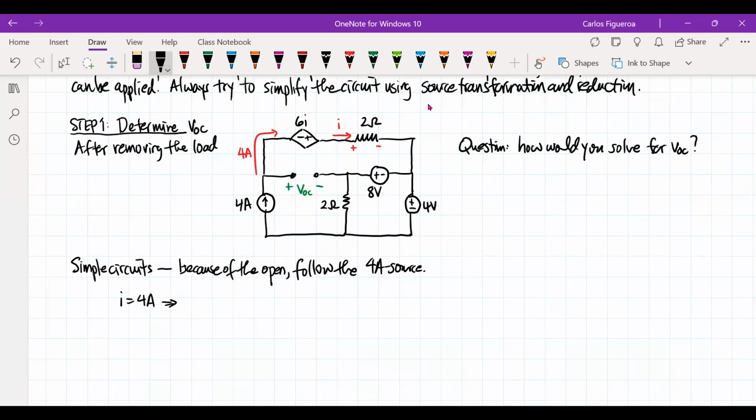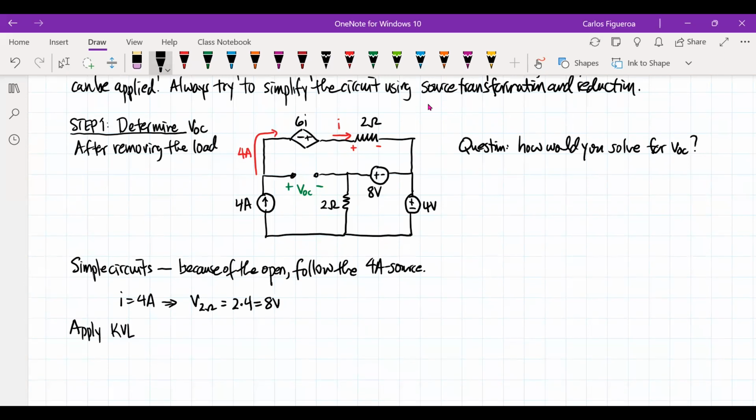Which then tells me the voltage of the 2 ohm. The voltage of the 2 ohm has to be the resistance times the current, which is now 8 volts. And of course, we know what the dependent voltage source is, that's just going to be 24 volts.